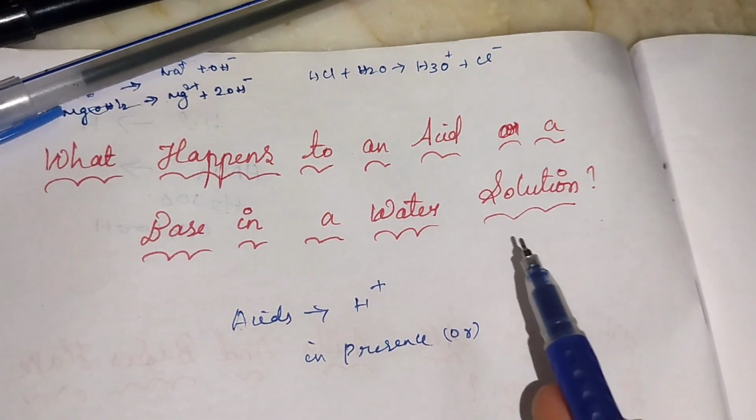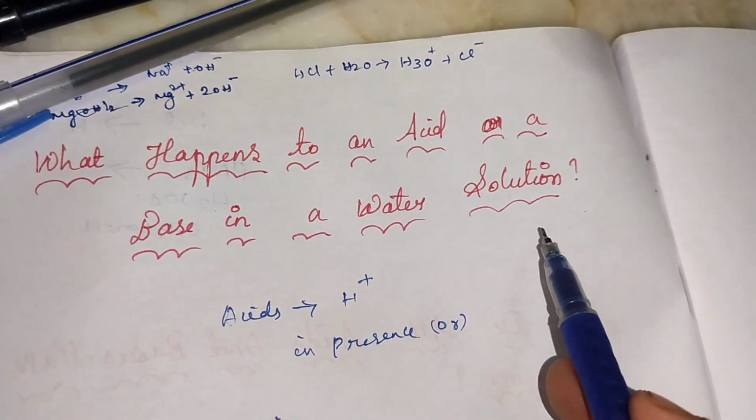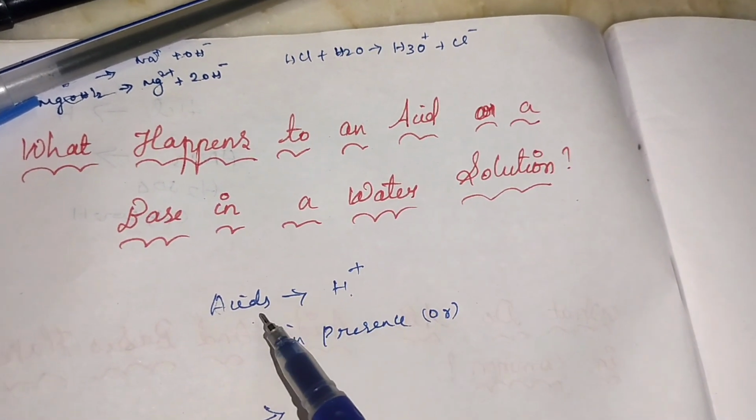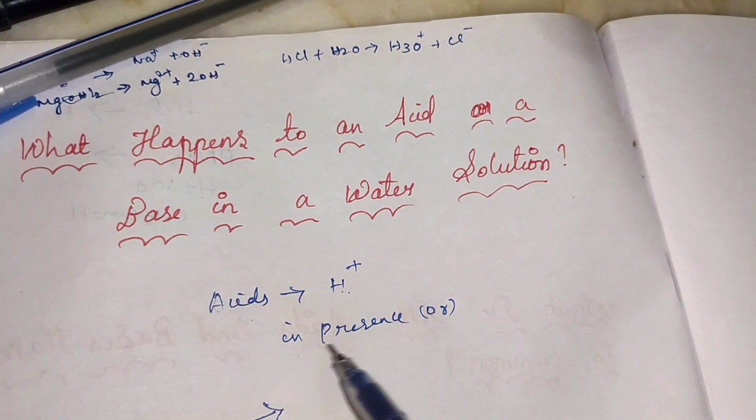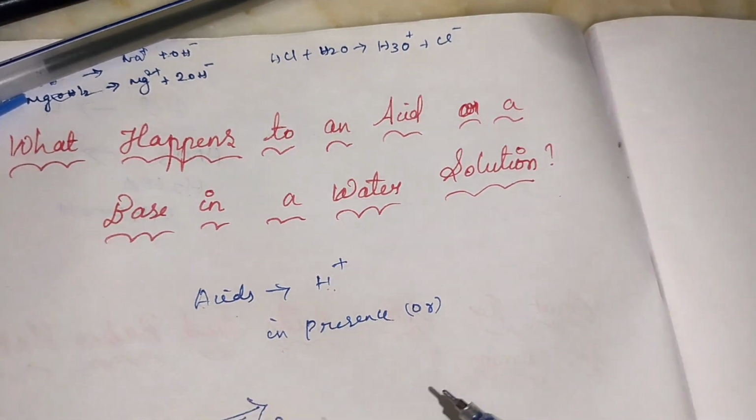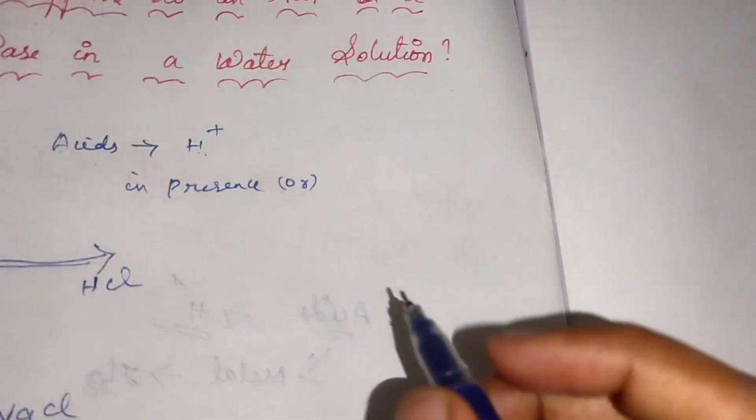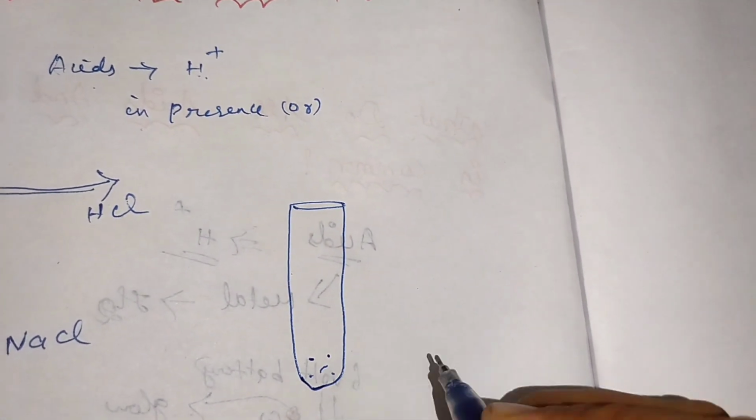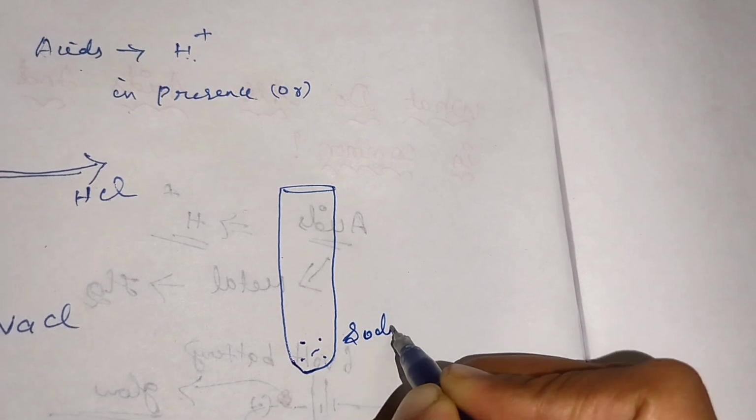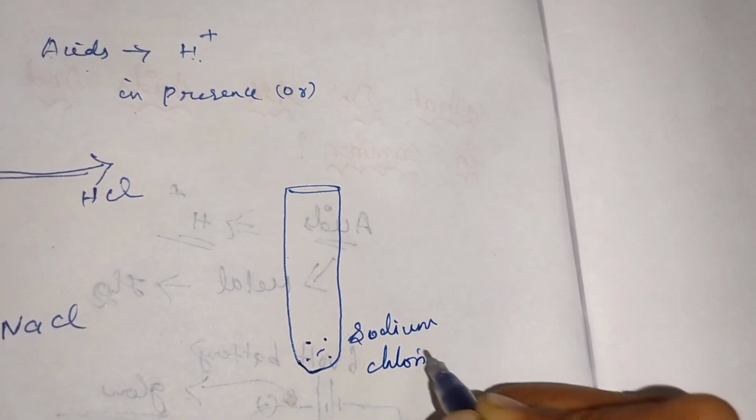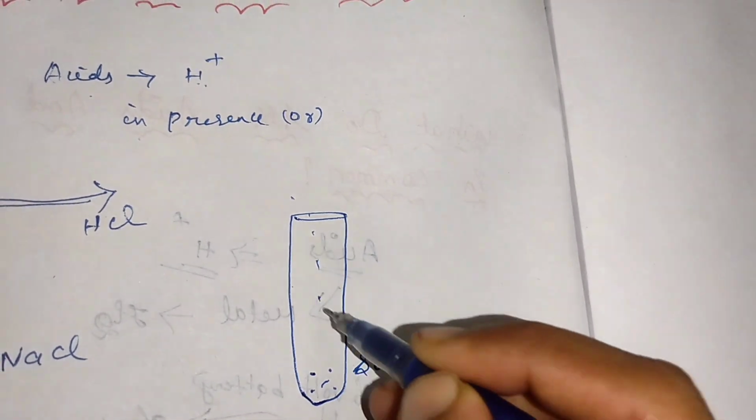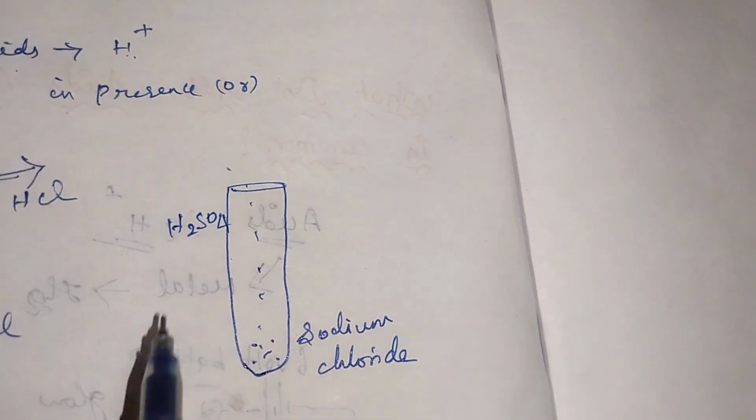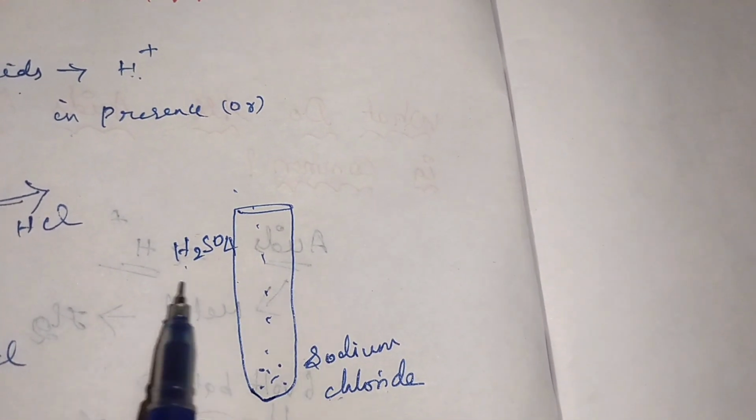What happens to an acid or a base in a water solution? We already know acids contain H plus ions. We are going to check whether the acids have these H plus ions in the presence of water or in the absence of water. For that, I am taking one test tube. Inside the test tube, I am putting some dry sodium chloride, and then I am adding a few drops of H2SO4, sulfuric acid. This sulfuric acid and sodium chloride react with each other.